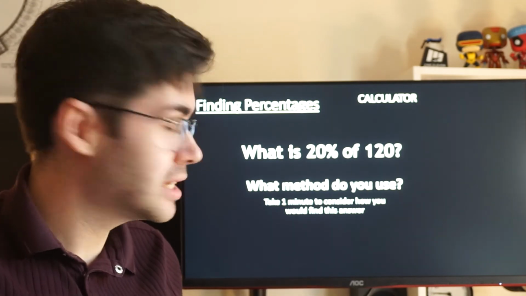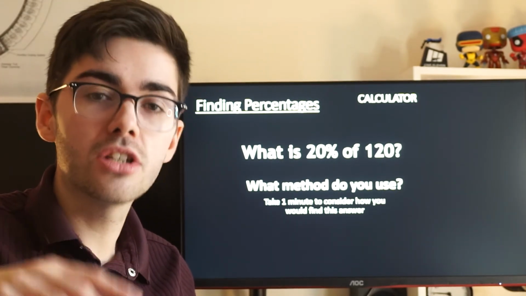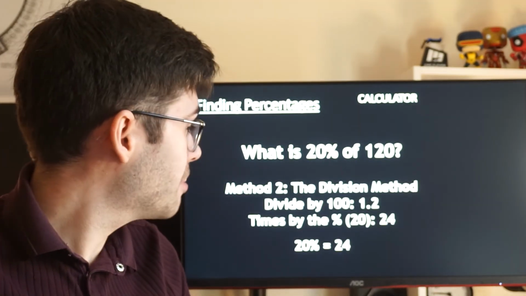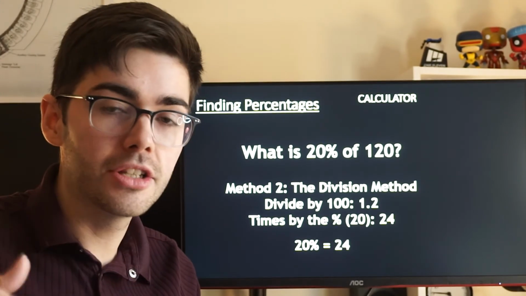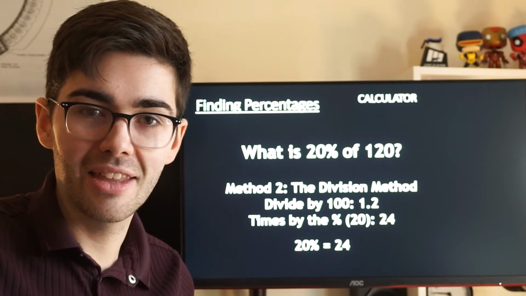So I take 120, divide it by the bottom, which was our 100. So divide 120 by 100, times your answer by 20. This is what we're going to get, okay? Divide by 100, we'll get 1.2, times that answer by 20, we'll get 24. Same answer, you just used a different method to get there, okay?